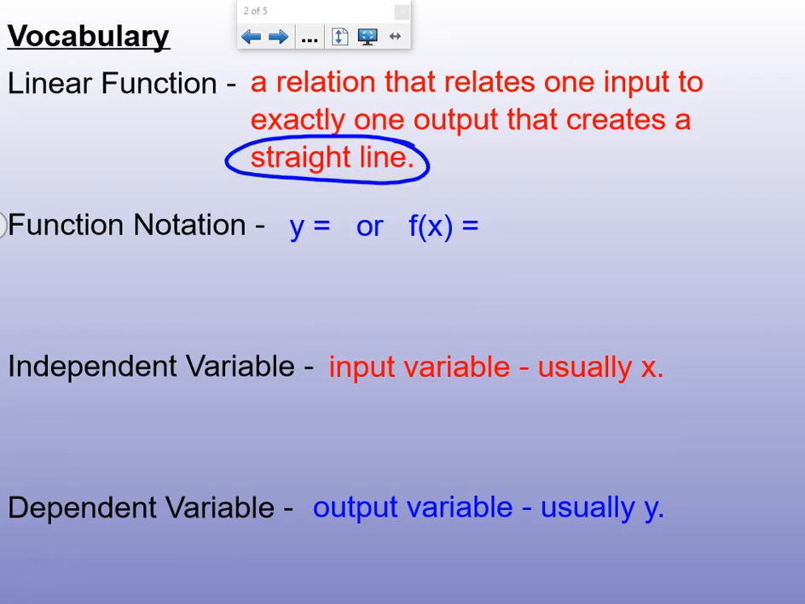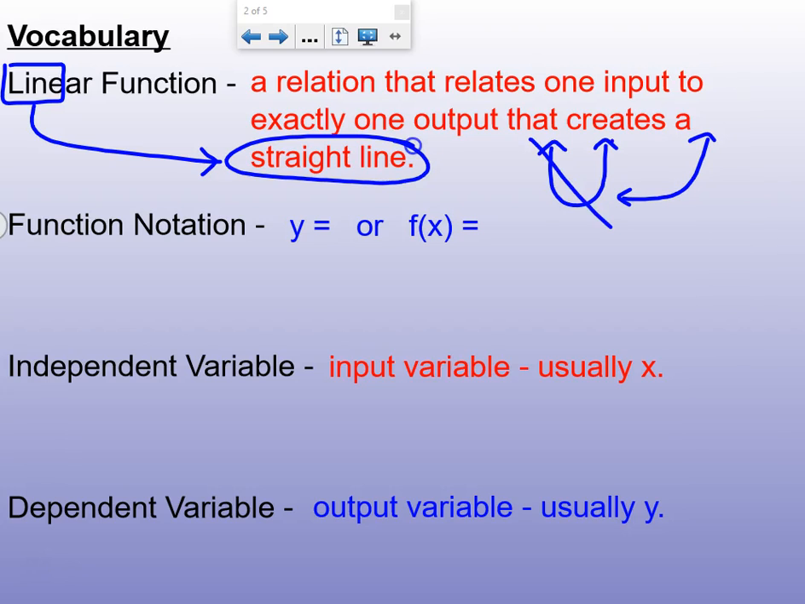So straight line, we're going back to linear, which, remember, the word line is in linear, which means it creates that straight line. Anything that is not a straight line is not linear. So we've talked about quadratic functions. Those are not linear. They make a U-shape. And exponential functions, which make that nice upward curve. Those are also not linear. They do not make a straight line.